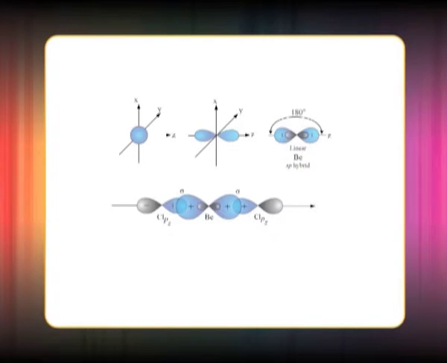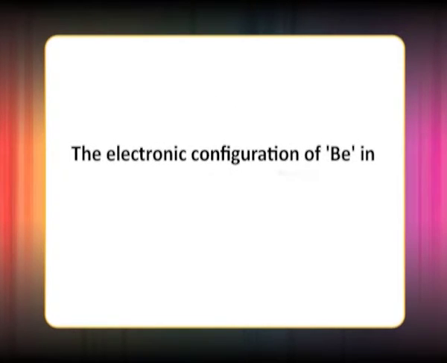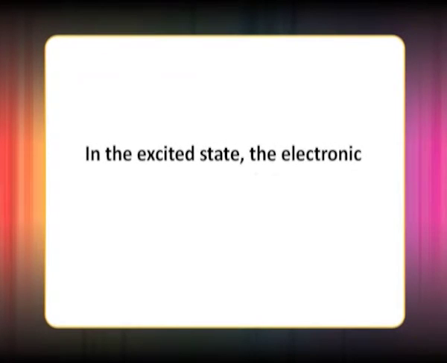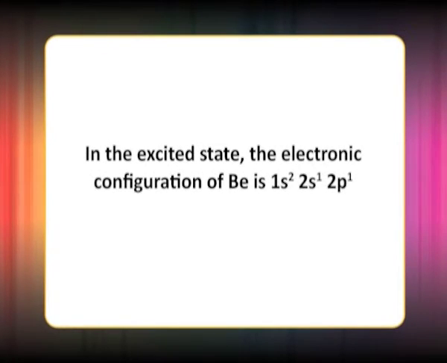sp hybridization can be exemplified by taking into consideration the structure of beryllium chloride, BeCl2. The electronic configuration of beryllium in the ground state is 1s2 2s2. Since there are no unpaired electrons, it undergoes excitation by promoting one of its 2s electrons into an empty 2p orbital. Thus, in the excited state, the electronic configuration of beryllium is 1s2 2s1 2p1.